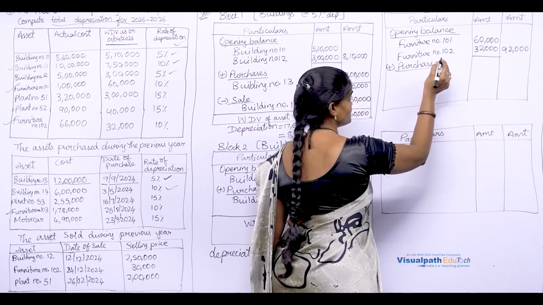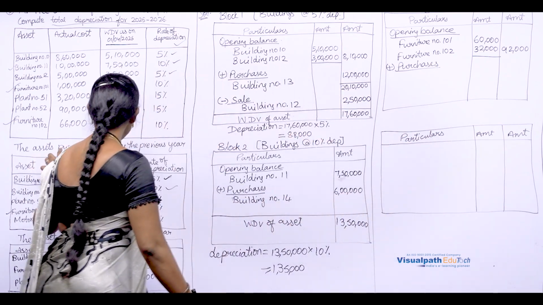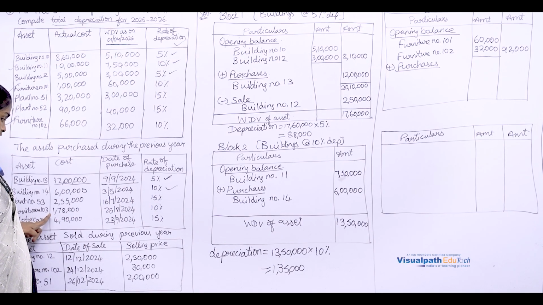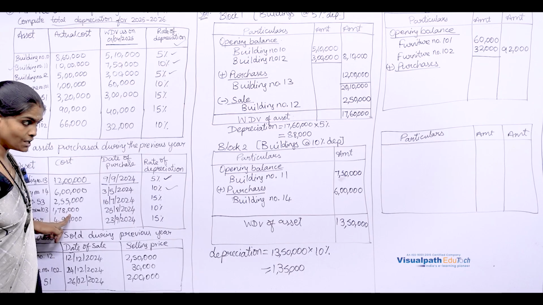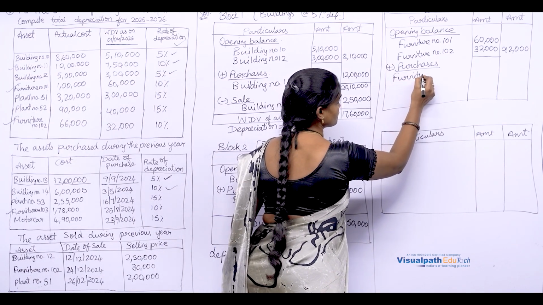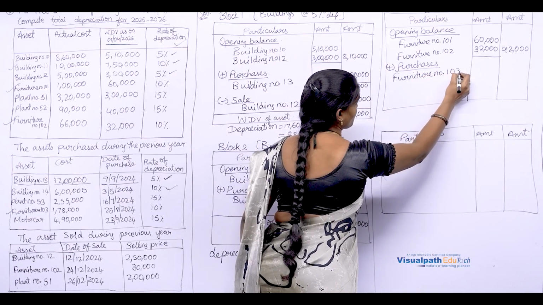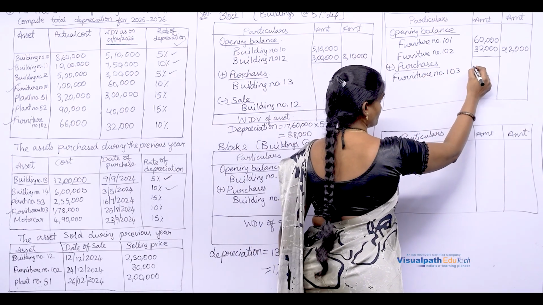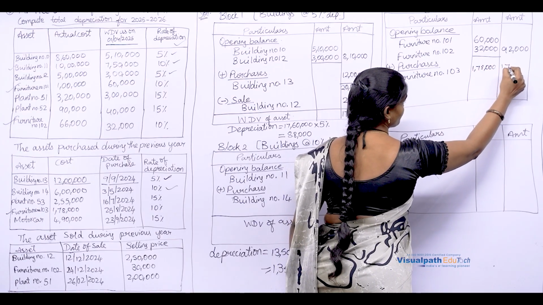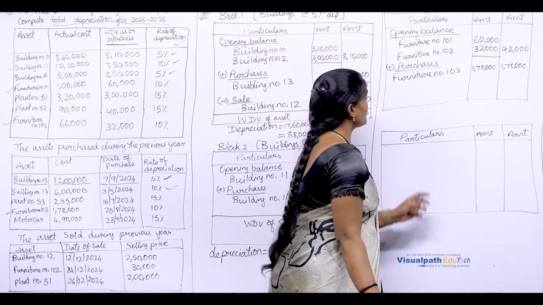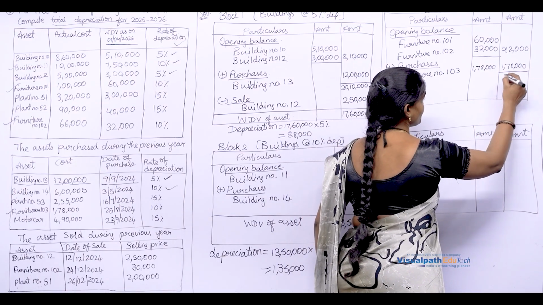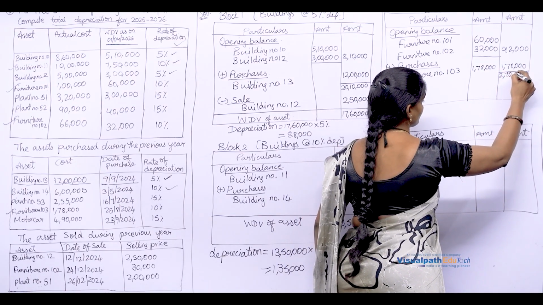Any asset which is purchased under this block, we will include here. Under purchases, you have 10%. Furniture number 103, whose value is 1,78,000. Take this to the outer column. Now, add the opening balance plus new purchase. You will get 2,70,000.